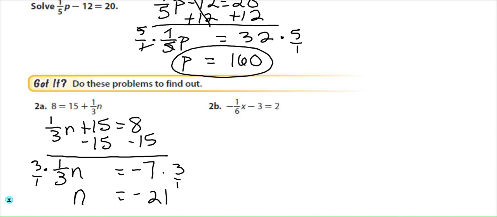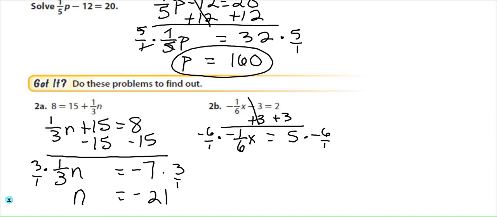So it's negative 1/6 x minus 3 equals 2. So we're going to add 3 on both sides. It's going to be negative 1/6 x. Those have canceled out now, so I'm left with 2 plus 3, which is 5. I got to multiply by the reciprocal, so it's going to be multiplied by negative 6 over 1. I get x equals, because all that's canceled over there, and that gives me negative 30. Let's go ahead and circle these since we got a lot going on.